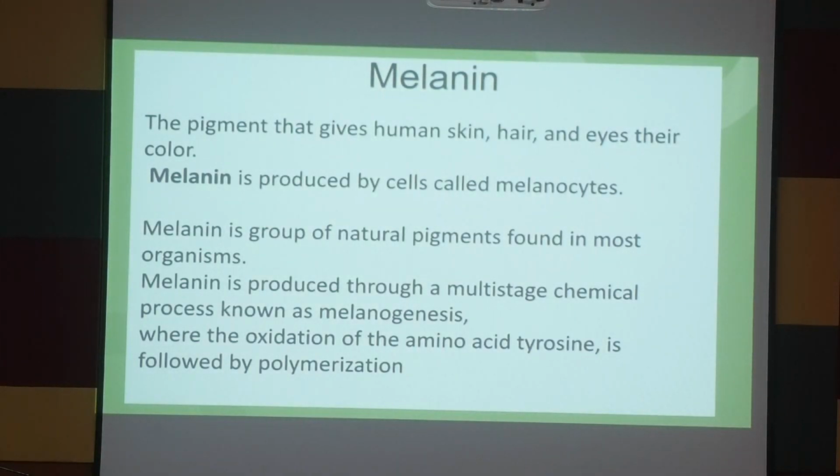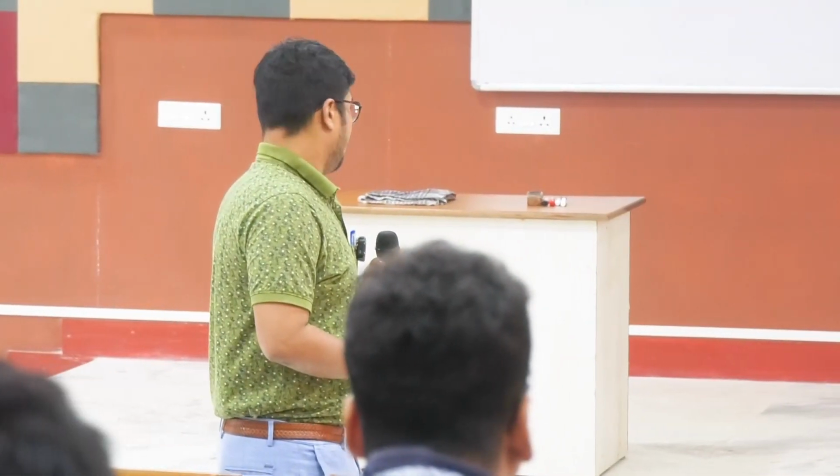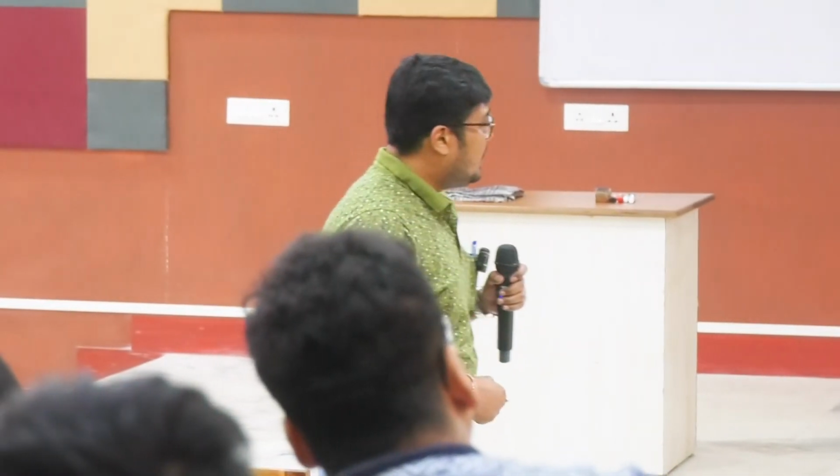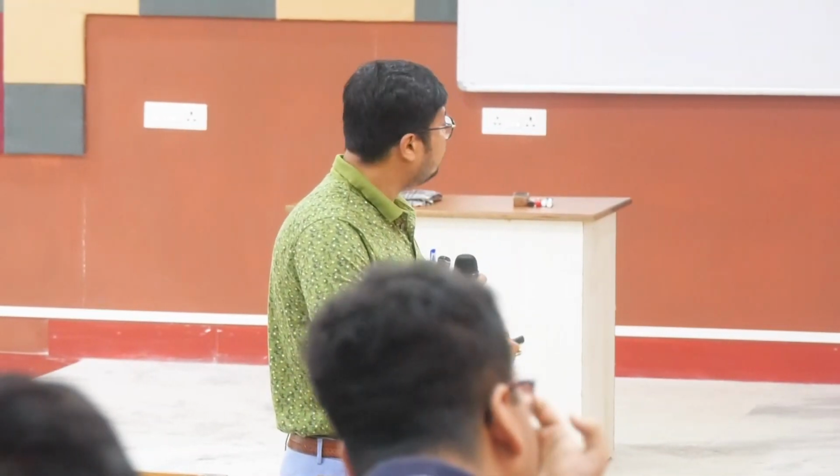Now coming to the melanin, the most common endogenous pigment, the pigment that gives human skin, hair and eyes their color. Melanin is produced by the cells called melanocytes. Okay, the amino acid tyrosine is followed by polymerization and a multi-stage chemical procedure of formation of melanin, that is called melanogenesis.